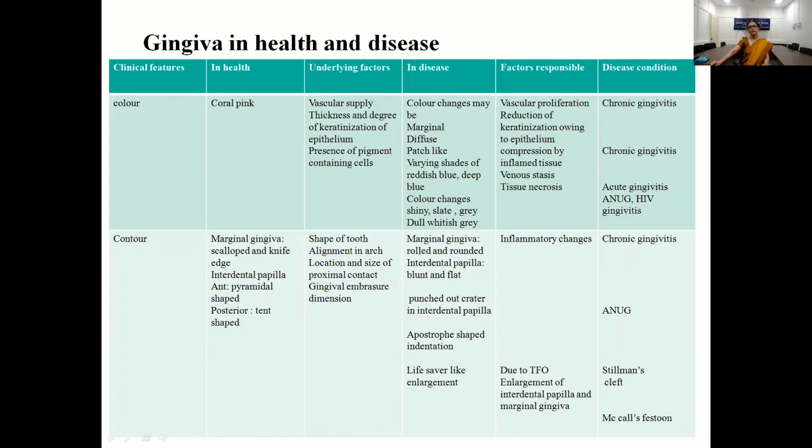You can see Stillman's cleft and McCall's festoons due to trauma from occlusion, where there is an enlargement of the interdental papilla and the marginal gingiva. In Stillman's cleft, you can see apostrophe-shaped indentations. In McCall's festoons, you can see a lifesaver-like enlargement.